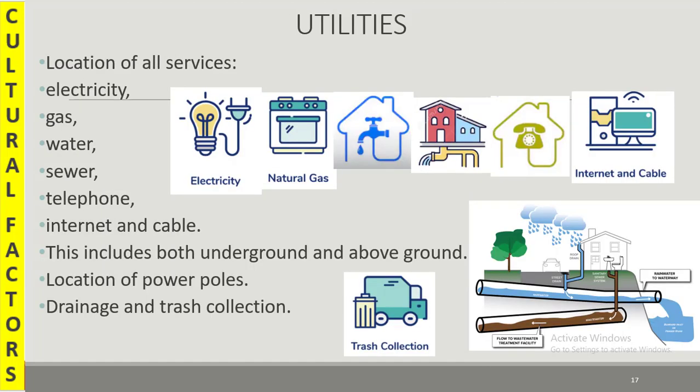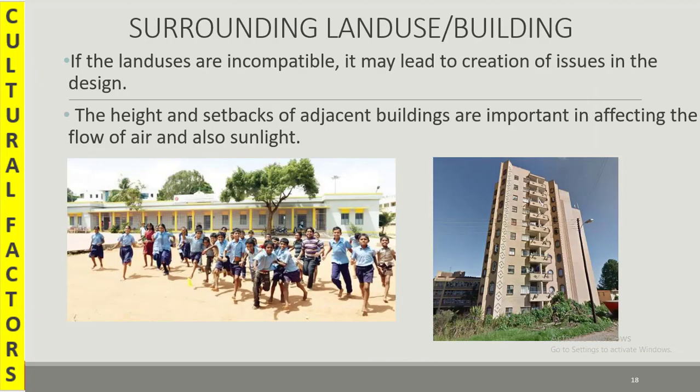What services are available to the site comes under utilities. You should note the location of all services such as electricity, gas, water, sewer, telephone, internet and cable. This includes both underground and above ground. Also note the location of power poles, drainage and trash collection. If the land uses are incompatible, it may lead to issues in the design.